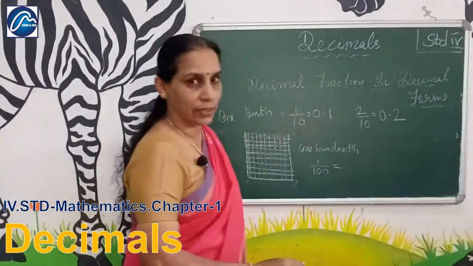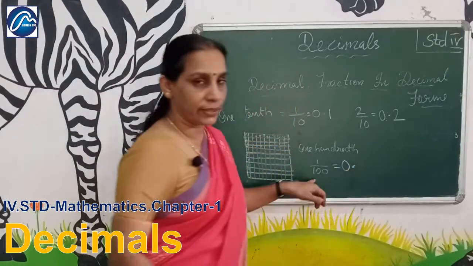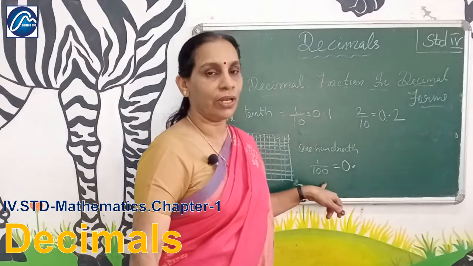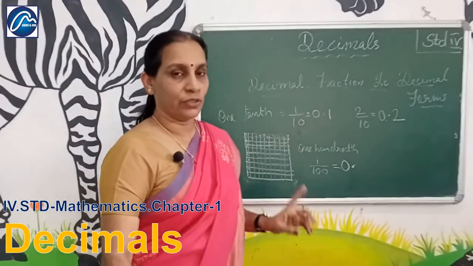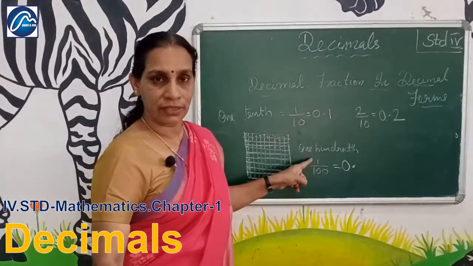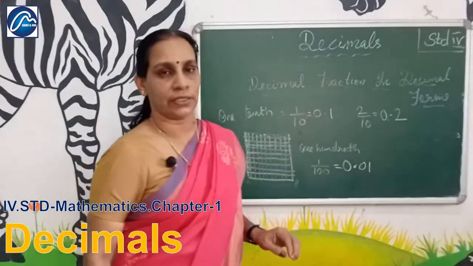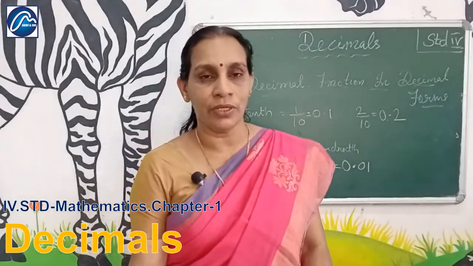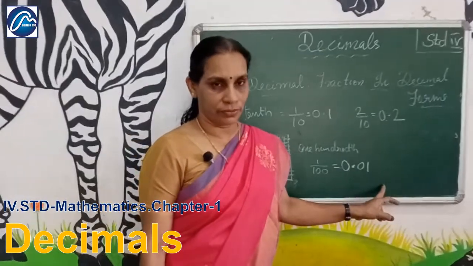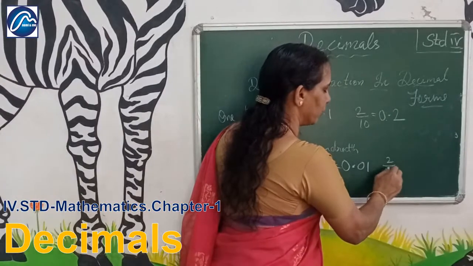Let's say a decimal number. We'll put 0 first and a point. Look at the denominator. There are 2 zeros in the denominator, so we need 2 places after the decimal. But here there is only 1. So we will put a 0 in between. Okay, 0.01. Clear?